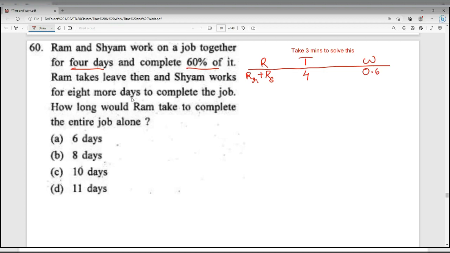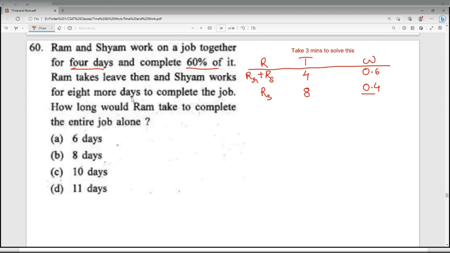And then after that, Ram leaves, and then Sham works for 8 more days. Next, Ram leaves, so only Sham works for 8 more days to complete the remaining work. So the remaining work is 0.4. Sham has done 0.4 work in 8 days. That is the remaining work. 60% was done when both were working. After that, 40% was remaining, and Sham completed that 40% of the work.